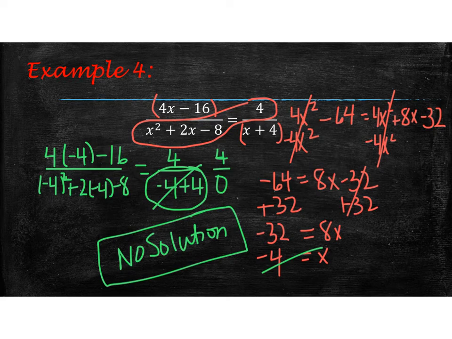Now I can go ahead and stop right here because look, when I do negative 4 plus 4, that's going to give me a 0, and you cannot divide by a 0. So therefore, this is an extraneous solution. This cannot work, and so you would say it is no solution.